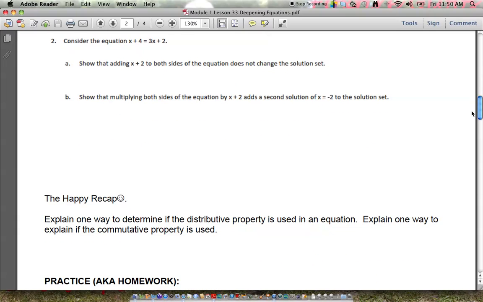Okay, consider the equation x plus 4 equals 3x plus 2. Show that adding x plus 2 to both sides of the equation does not change the solution set. So this is what you're going to do. First, solve x plus 4 equals 3x plus 2. What do you come up with? If you want, do it in your head. What's the answer?